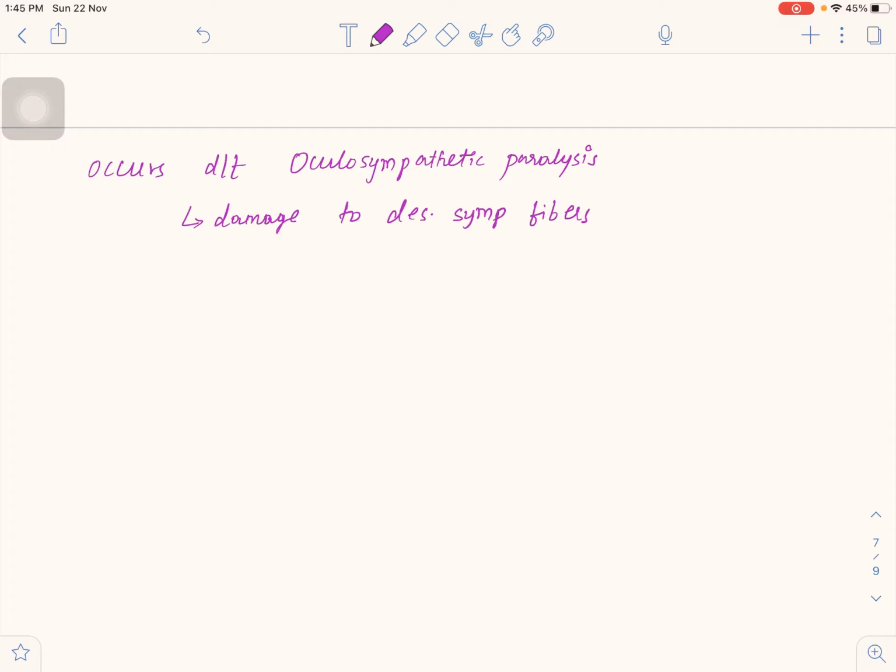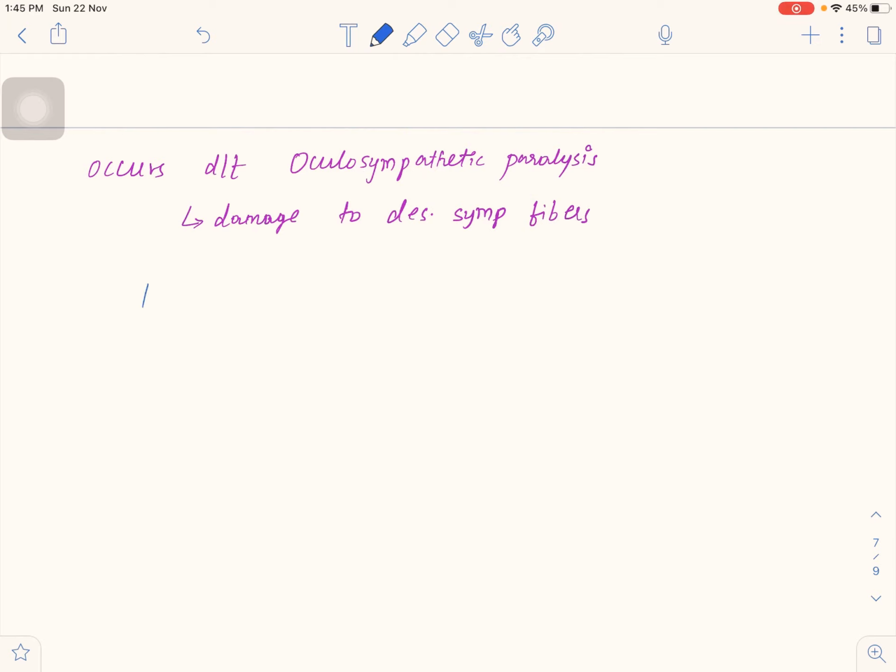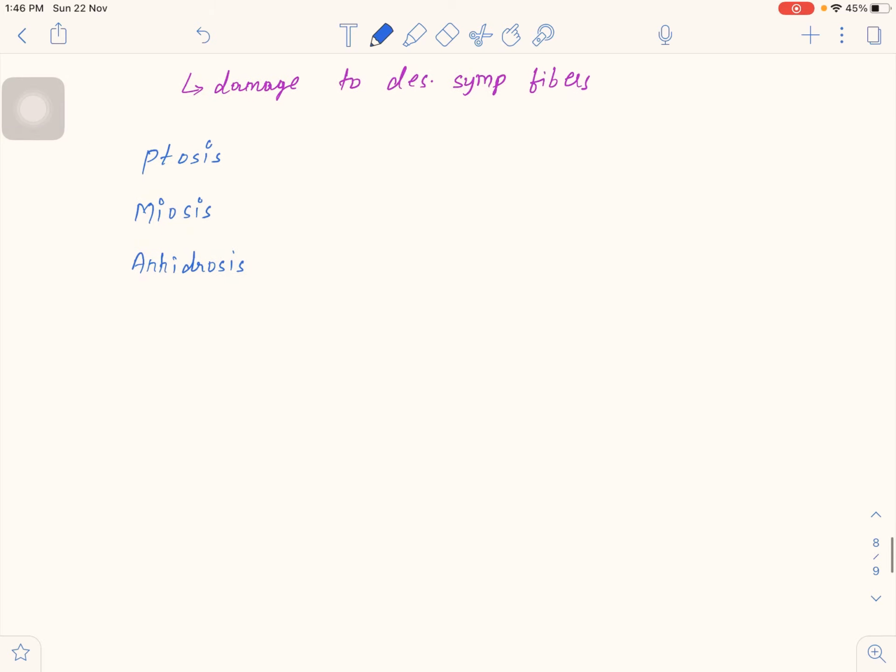So in Horner syndrome, basically we see three things. They are ptosis, meiosis, and anhidrosis. So first we are going to discuss ptosis.